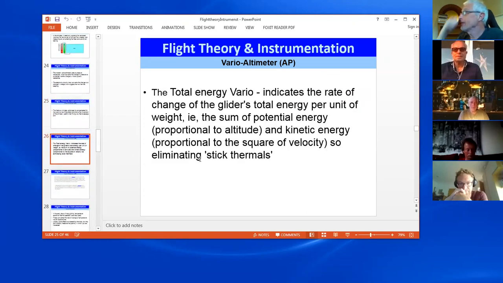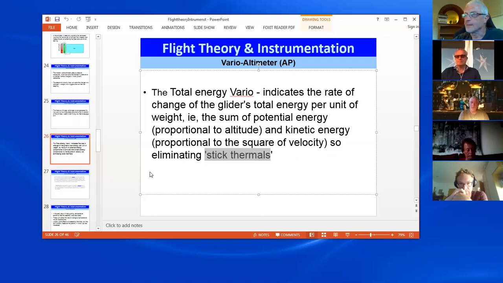Again, a total energy variometer, we don't need to know about. It's to do with sailplanes, and if anyone's ever flown a sailplane, they'll probably go, oh yes, I know what a total energy vario is. And in a sailplane you get something called a stick thermal.